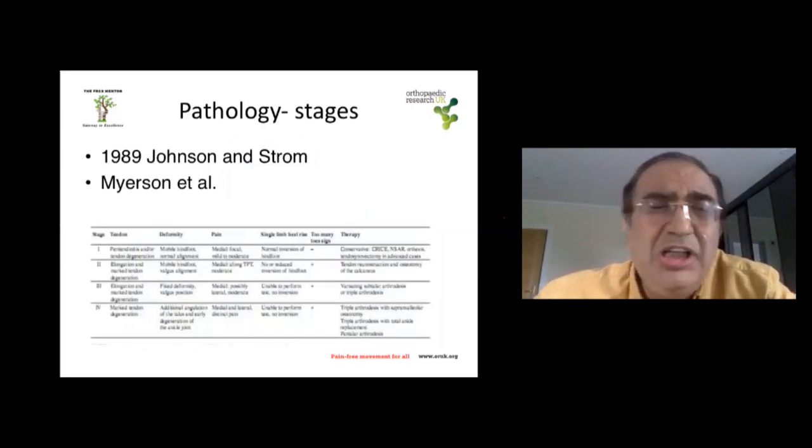So the Johnson and Strom, as we said: stage 1, there's no deformity. Stage 2, there's a flexible hind foot deformity. Stage 3, there's a fixed hind foot deformity. And stage 4, added by Meyerson, is when there's involvement of the ankle.